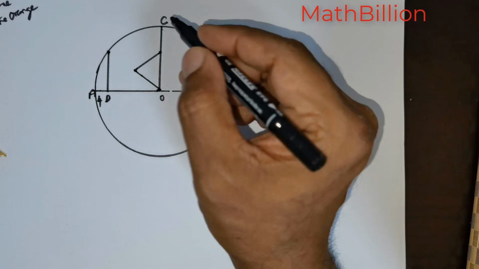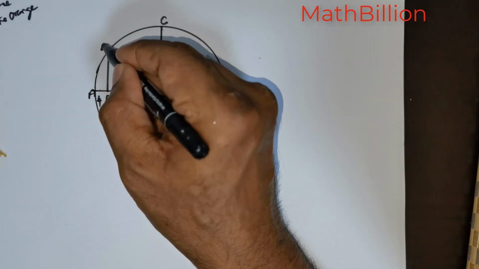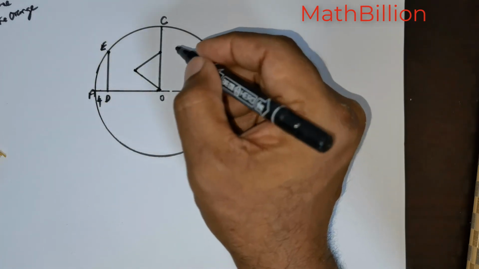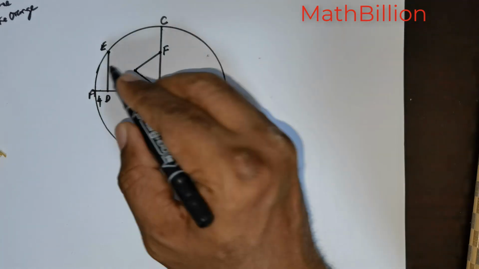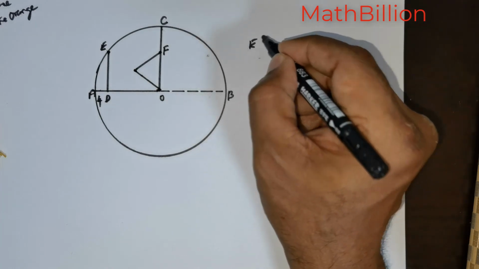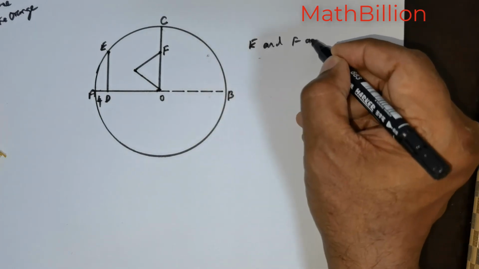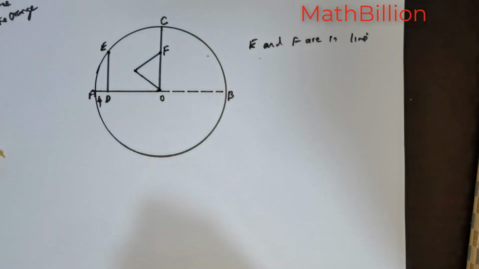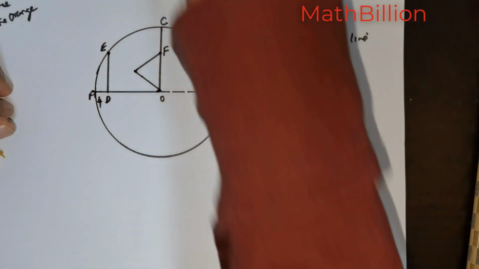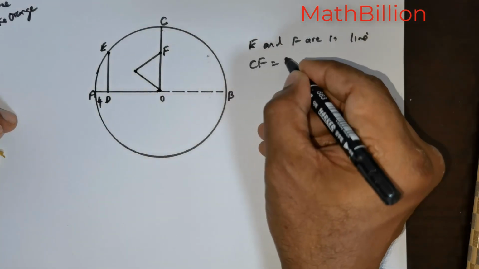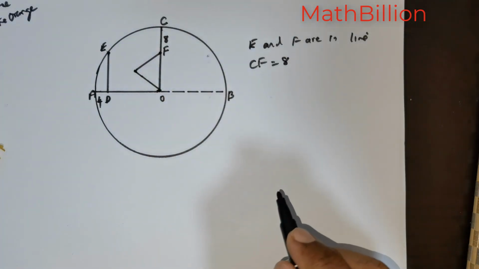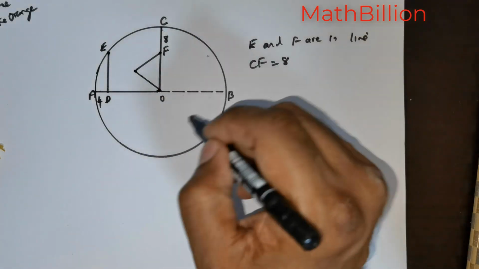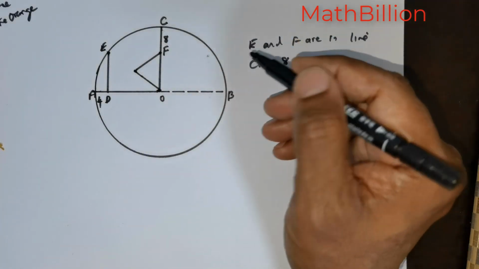and let me take this point as E, DE, and this point as F. Now E and F are in line. And then we've been given CF. Now CF is equal to 8 units. This is given. Now what we got to do is we will have to get the area of this region.